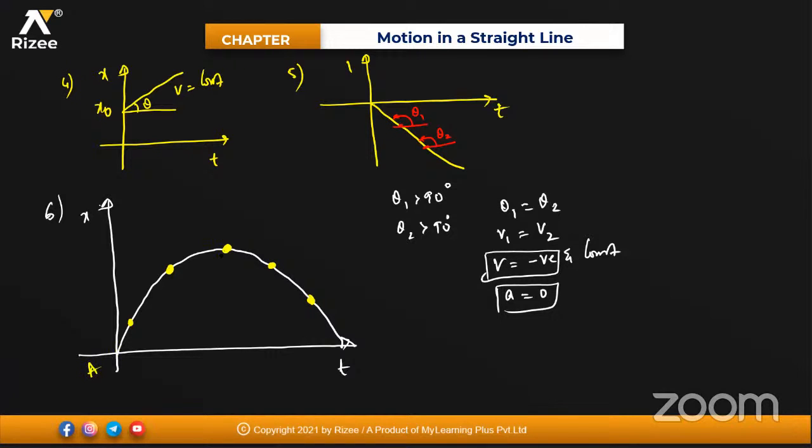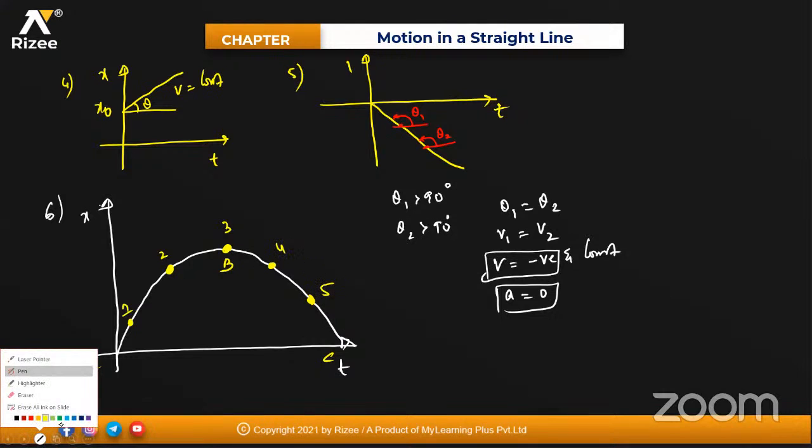This is point A, this is point B, and this is point C. Now tell me, at point A, this is point 1, this is point 2, 3, 4, and 5. Tell me what happens to these slopes, beta. If I'm drawing a slope right now for this one, this is your angle theta 1. Here, if I'm drawing the slope, this will be angle theta 2. And here it is something like this.